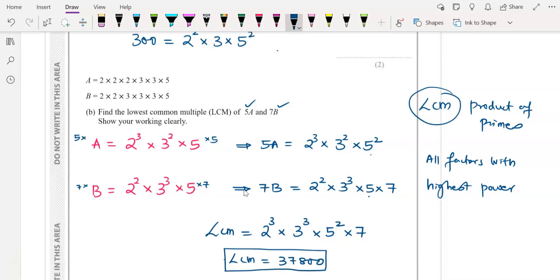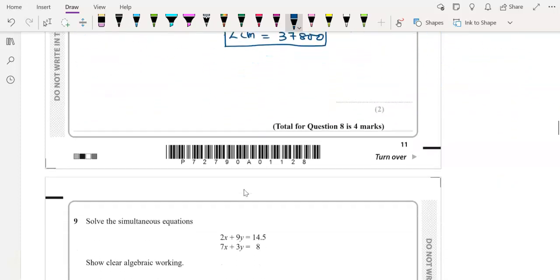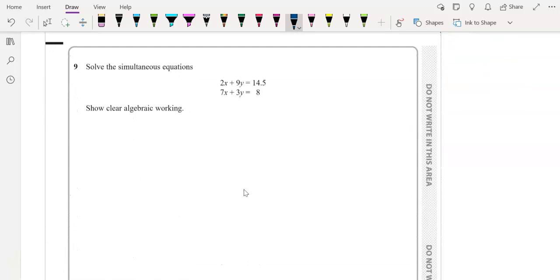Okay. Moving to question number 9. We have simultaneous equations: 2x plus 9y equals 14.5, and 7x plus 3y equals 18. You need to show clear algebraic working. We have 9y and we have 3y, so the 3y I can convert into 9y. We'll do it by the elimination method. Our objective is to eliminate one variable. To do that, we need to make sure that it has the same coefficient, that is the number with the variable should be the same, and it should have opposite sign.